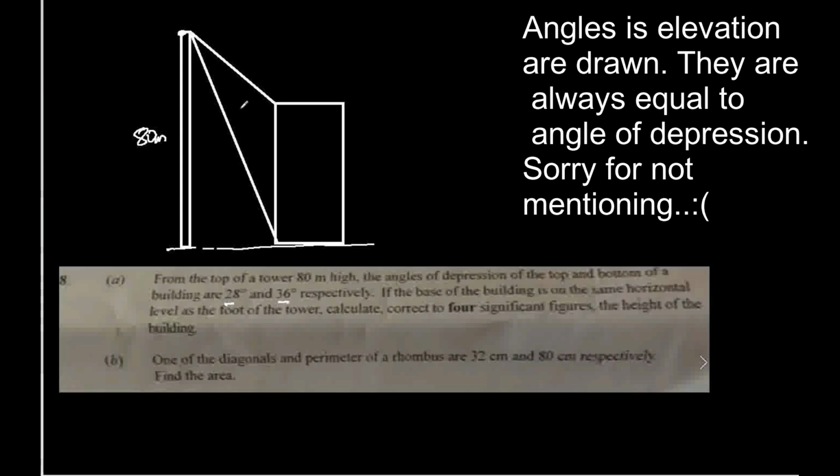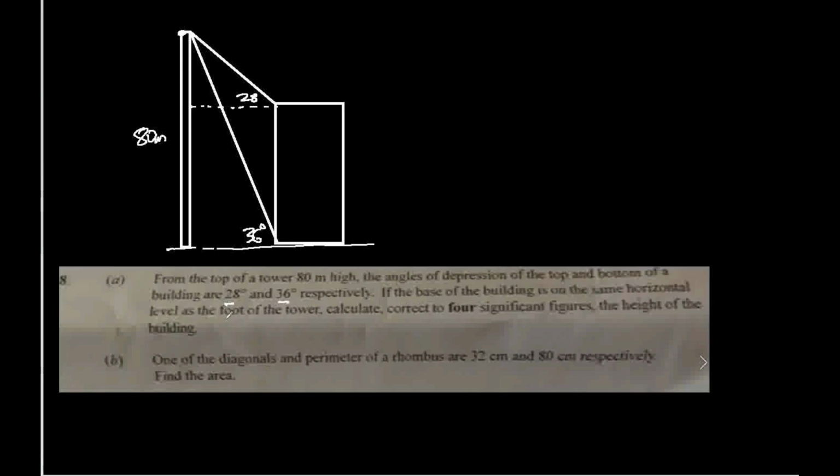Okay, so which one is smaller? This one is smaller. So the top will be 28 and the bottom is 36. Doesn't look like it, but for easiness I've drawn it that way. If the base of the building is on the same horizontal level, obviously, as the floor of the tower, calculate, correct to four significant figures, the height of the building. We have to find this height. Okay, this is 80 meters, this is h. We've got everything here.